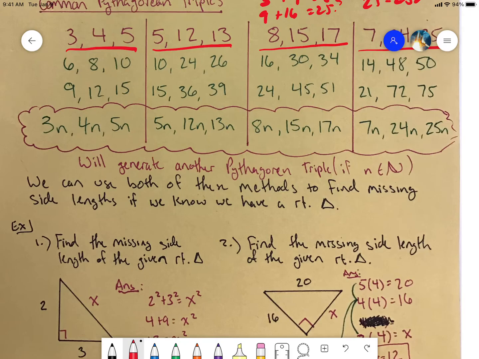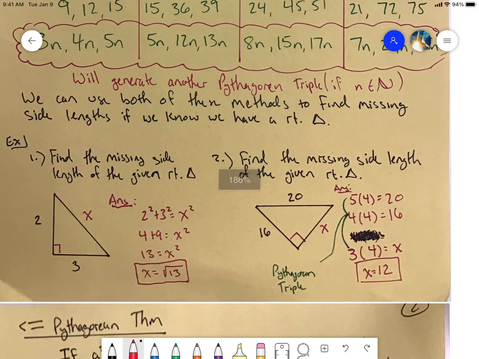Okay, and we can use both of the methods to find missing sides of a right triangle. So if we look at example 1, we want to find the missing side length of the given right triangle. Let's just say we have 2, 3, and x. We're trying to find the hypotenuse in this case, my longest side. So I know that's going to be 2 squared plus 3 squared, which is equal to x squared. 4 plus 9, which is equal to x squared.